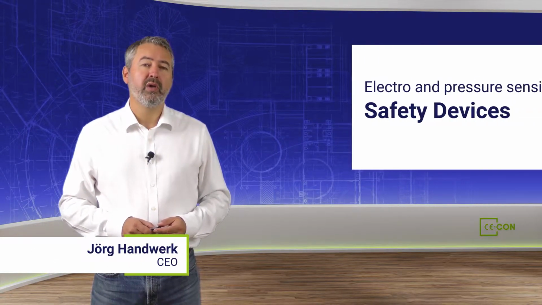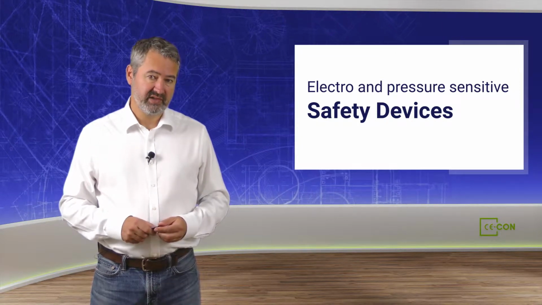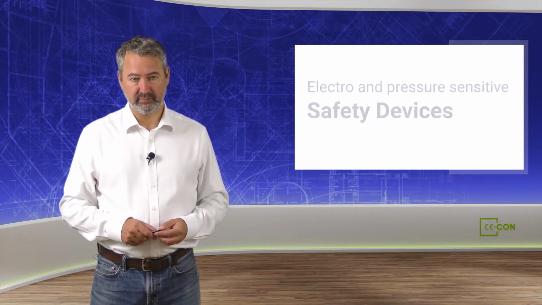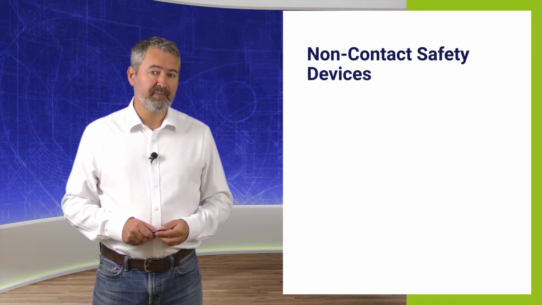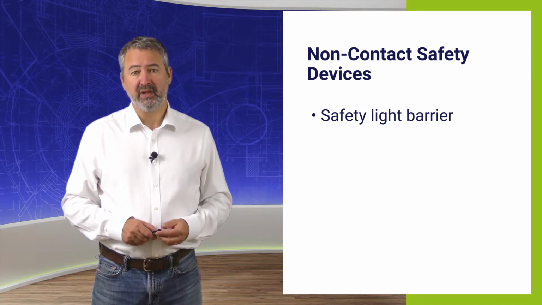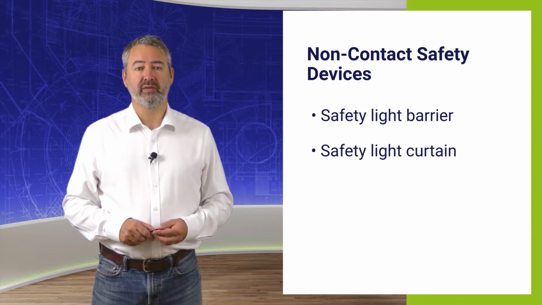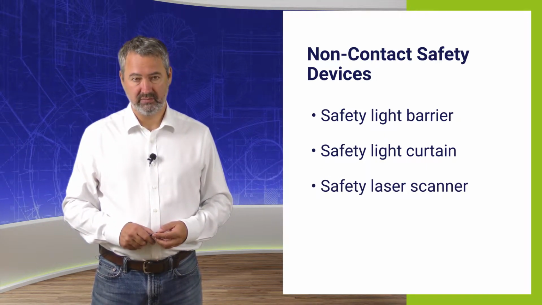In today's tutorial we are dealing with non-contact and pressure-sensitive safety devices. These are used when, due to frequent access to machine areas, normal mechanical safety devices are not applicable. The term non-contact safety devices includes, for example, light barriers consisting of one or more individual light beams. Increased security is provided by light curtains, often referred to as light grids, and also safety laser scanners.